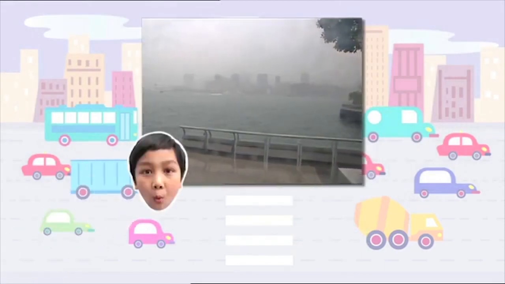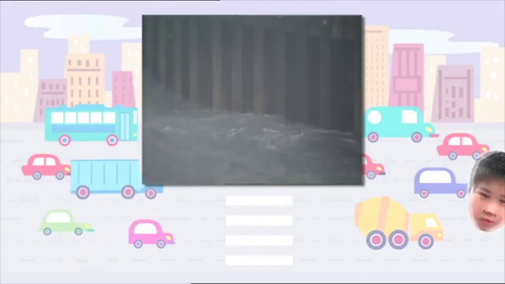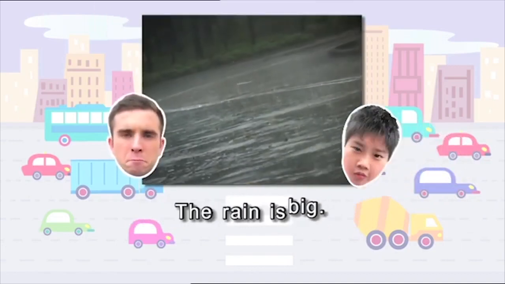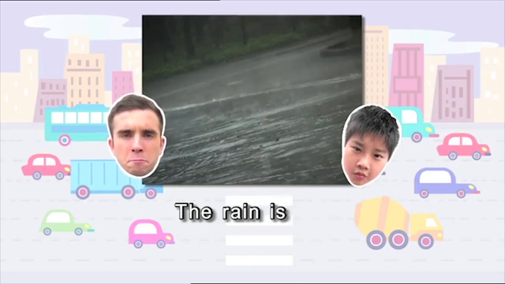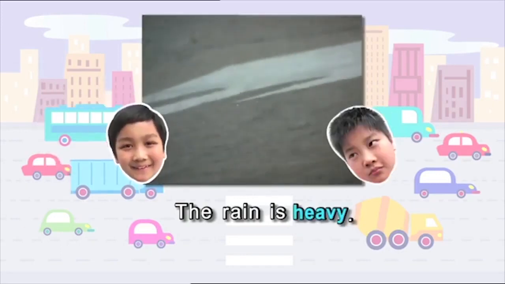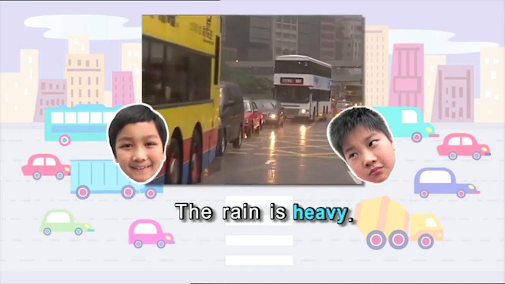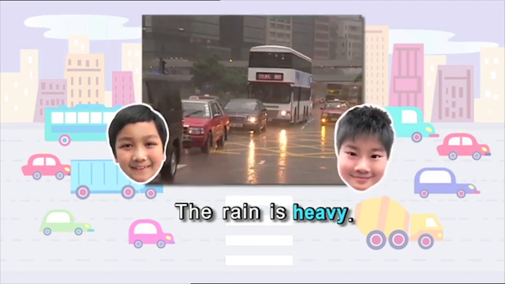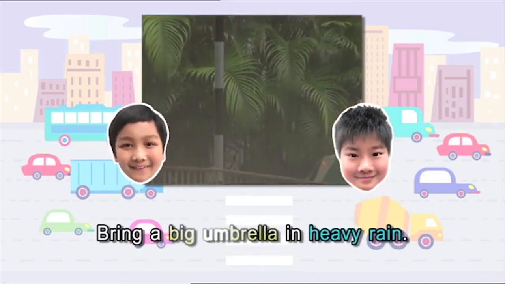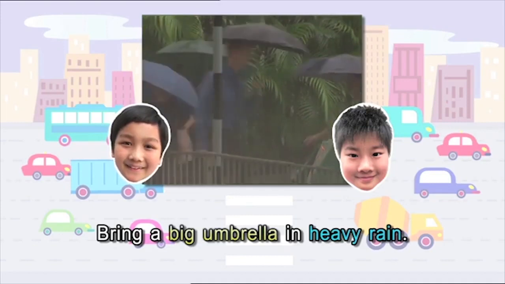Oh my goodness, it is raining. The rain is big. Come on, never use big to describe rain. In English, we say the rain is heavy. Learn to use the right word. Got it. So you can say, bring a big umbrella in heavy rain.